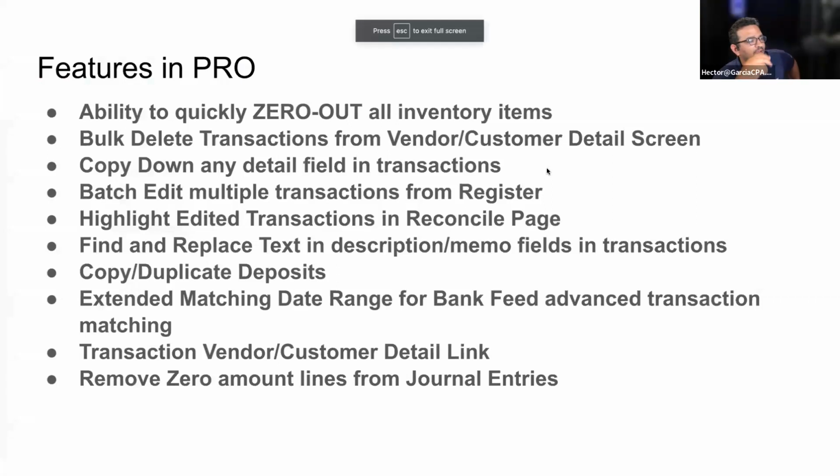Okay, so next set of features, these are all the things that are available in Pro. And there's a lot of them. There's the ability to quickly zero out inventory items. There's bulk delete transactions from the vendor customer detail screen. There's copy down any detail field in transactions. That's a big one. Copy down is one of my favorites for sure. There's batch edit multiple transactions from the register. There's highlight edited transactions in the reconcile page.